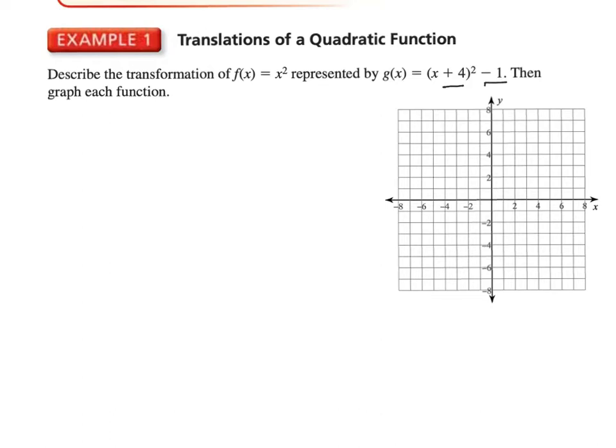That plus 4 inside is a right or left shift, okay? And since it's plus, it actually goes to the left. Remember I told you it lies to you, okay? So this is going to be a transformation of 4 units left. And then the minus 1 on the outside, that's actually down 1 unit. So 1 unit down.